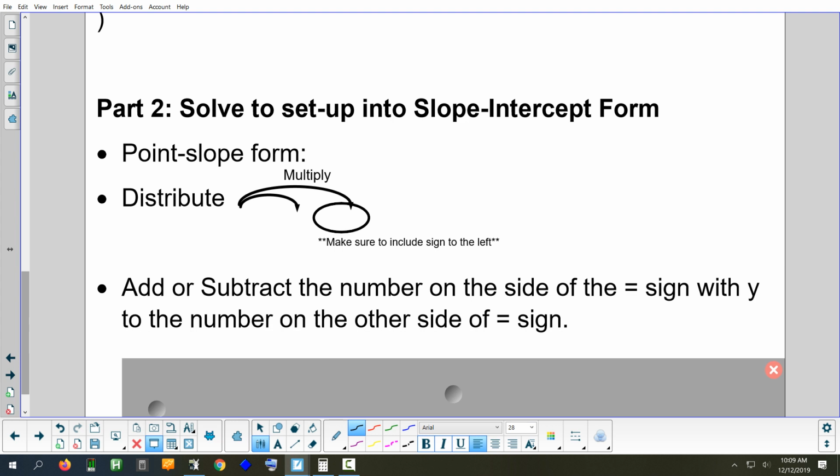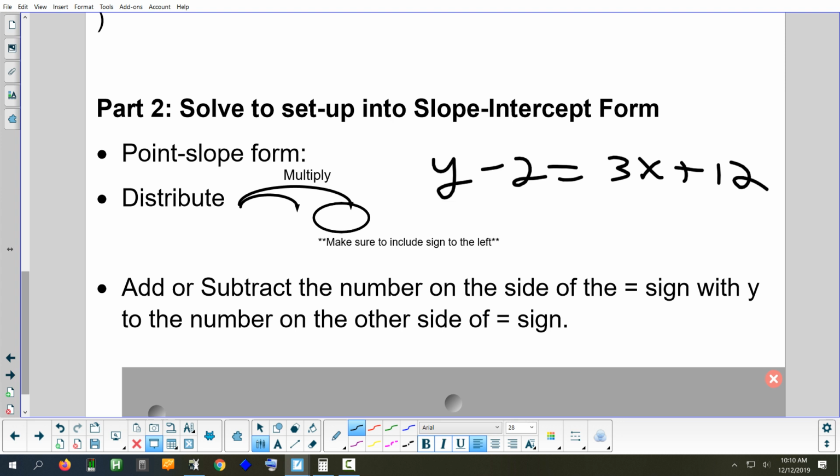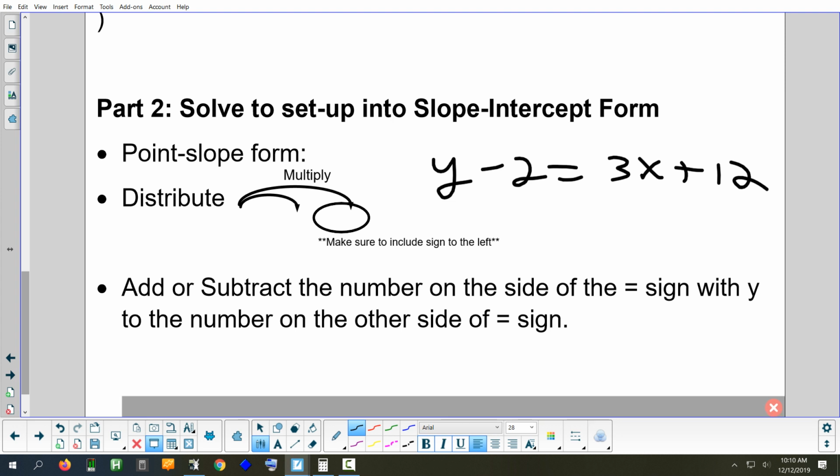And then on the second bullet, you have to add or subtract the number that's with the y to the other side. So you'd have something like this. After you distribute, it would look like that. In this case, I would do a +2 on each side. So add or subtract the number on the side with the y over to the other side. Again, that step is the same as yesterday. In fact, every step is the same as yesterday. The only difference is I'm using the word parallel. But other than that, it's exactly the same problems again.